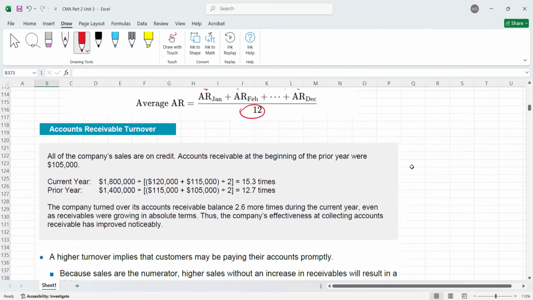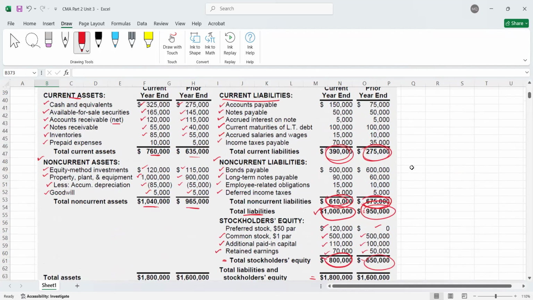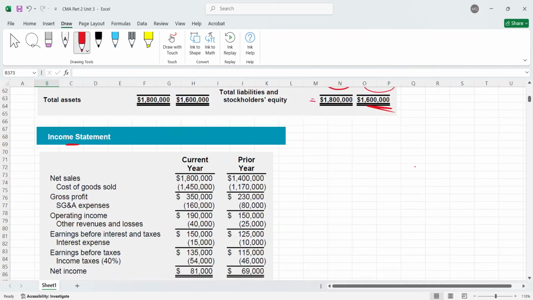Let me tell you how it is calculated. If you are calculating the receivables turnover ratio, I'm just using the current year first. You need net credit sales, which you will definitely get from the income statement. This is the current year sales, 1.8 million. There is no figure for credit sales, but it's given as net sale, so I'm assuming it's credit sales.